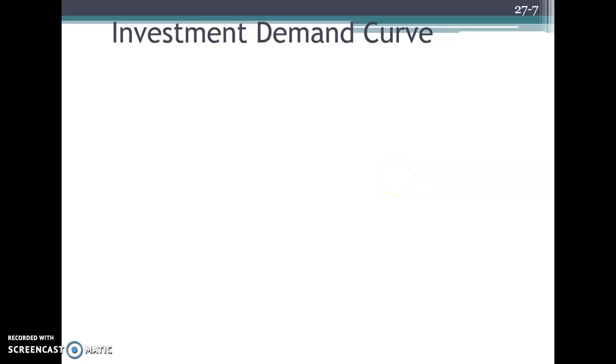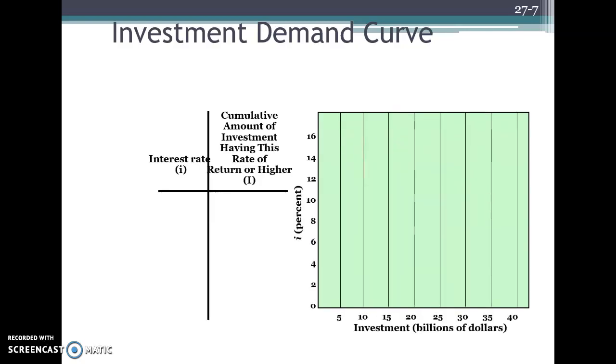Bismillahirrahmanirrahim. So the investment demand curve represents the relationship between the interest rate and the investment. Interest rate is the marginal cost, or the cost of borrowing. So how is the relationship between the interest rate and the investment determined? It is a negative relationship between the interest rate and the level of investment.